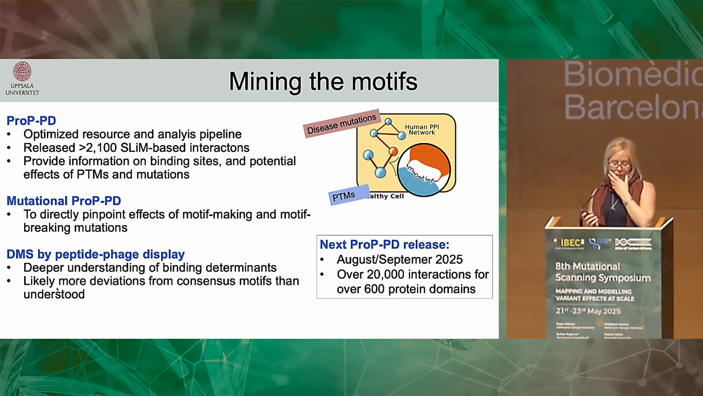The take-home is that over the years we have developed a very robust, high-throughput platform for screening of motif-based interactions. We have also developed a protocol for discovering both motif-breaking and motif-making mutations. And we have added DMS by phage display for deep mutational scanning so that we can gain more information. For those interested in the interaction data that we will release soon, it will hopefully come in August. But if you have your favorite protein you're interested in, you're always free to contact me.